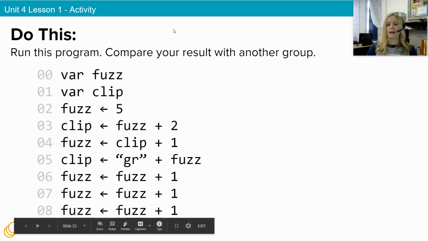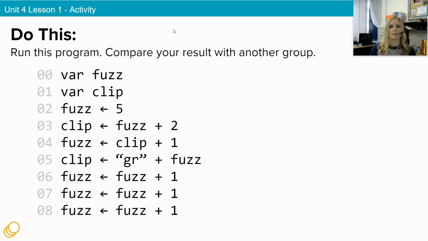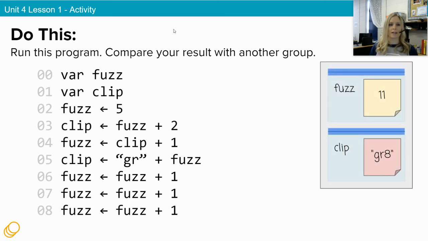Here's another one. I think that you should pause the video and run through this one and see if you get the same answer as me in the end. All right. Notice something new happening here, starting in line 5, we have gr plus fuzz. So we're adding a string to a value inside of a variable. Whatever, I'm guessing it was 8 at the time. So you should have gotten great for the resulting value inside your clip variable.